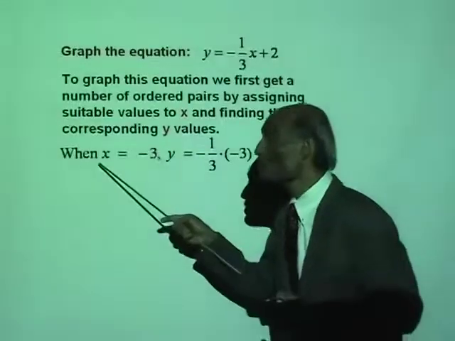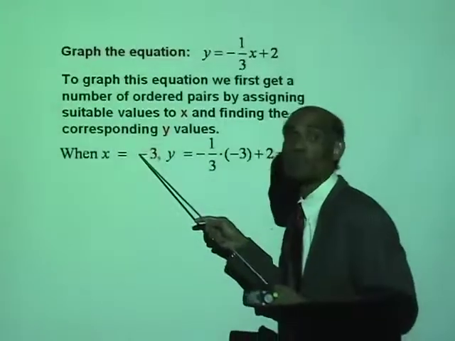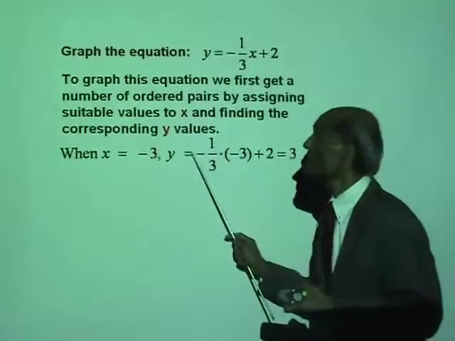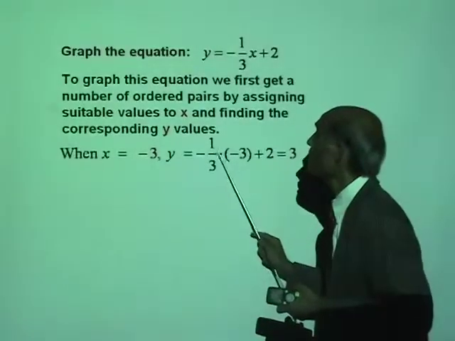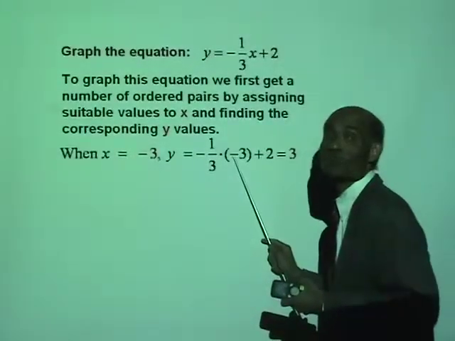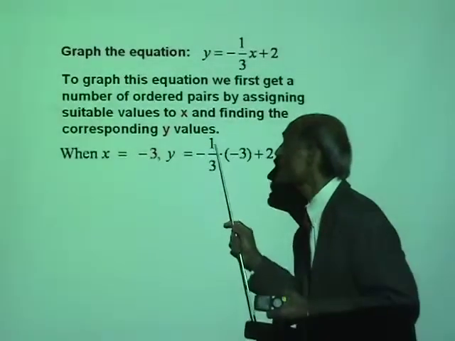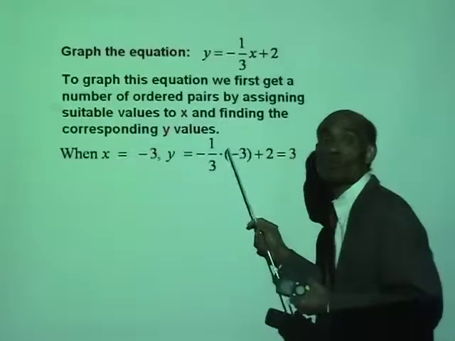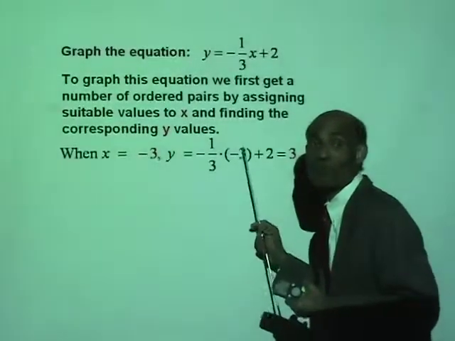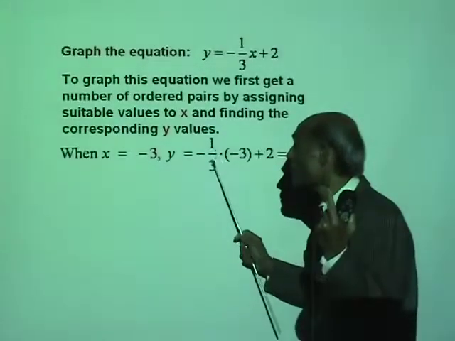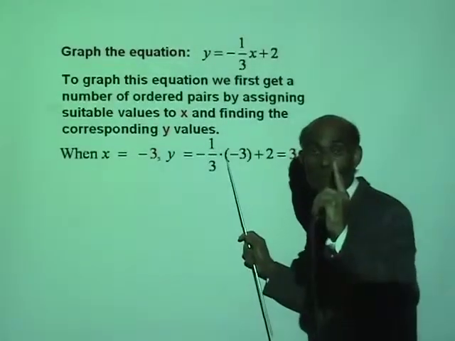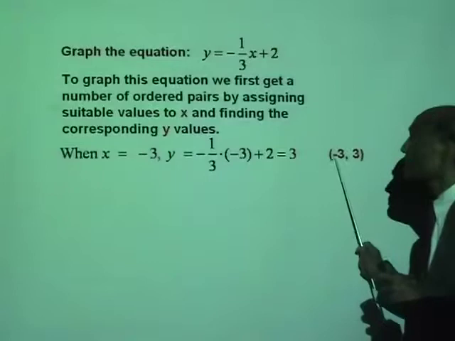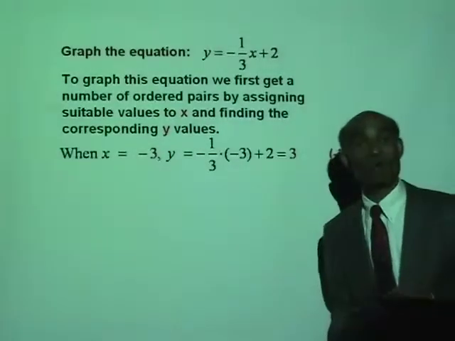You see that? So, I'm going to choose first x equal to negative 3. Can you tell me, when x equal to negative 3, what will be the value of y? Now look at the way I've calculated it. Y equal to negative 1/3 times x is replaced by negative 3 plus 2. Now, what is negative 1/3 times negative 3? First of all, negative times negative will make it positive. And 1/3 multiplied by 3 is a 1. So, negative 1/3 times negative 3 is a 1. And 1 plus 2 is 3. And so the ordered pair is x equal to negative 3, y equal to 3. That is one ordered pair.